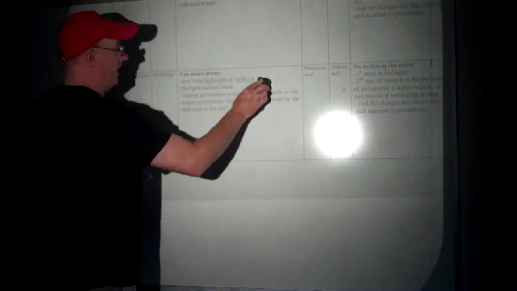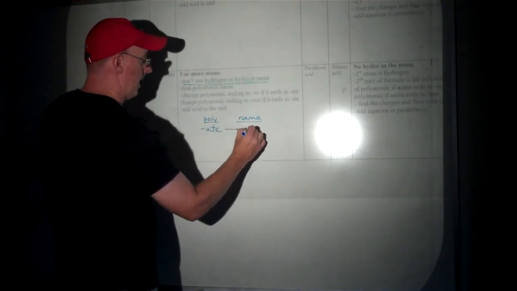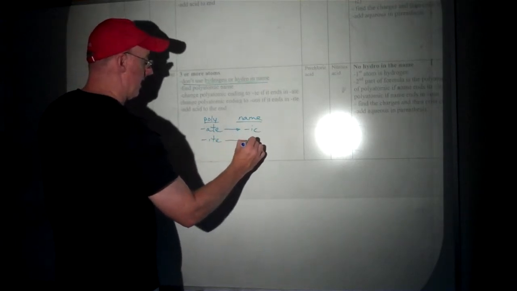So for 3 or more elements, 3 or more atoms, you do not use hydro in the name. The key is the polyatomic. I don't have this written very well in here, and I need to redo these notes, but if the polyatomic ends in ate, the name goes to ic, and if the polyatomic ends in ite, the name goes to ous. I should redo those notes so it's a little clearer.